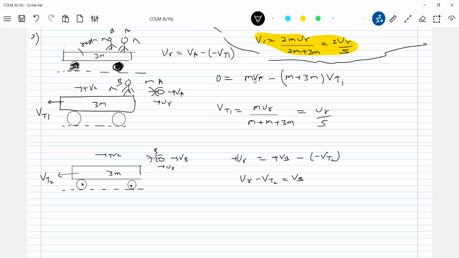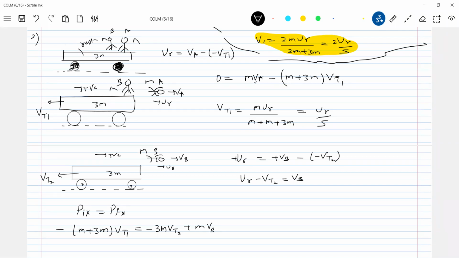So now the initial momentum should be equal to the final momentum. What is the initial momentum? Before person B jumping, what is the momentum of the system? Minus of M plus 3M VT1 should be equal to minus of 3M VT2 plus M VB. Try to see this.